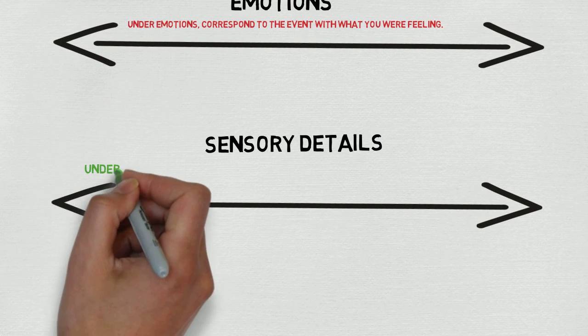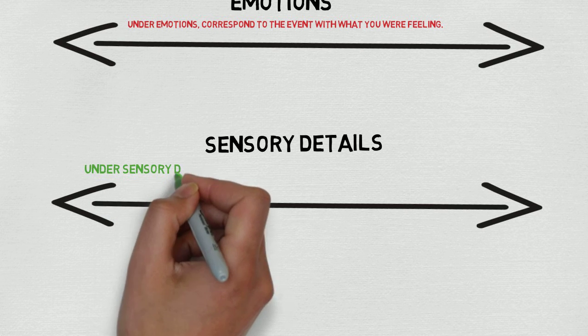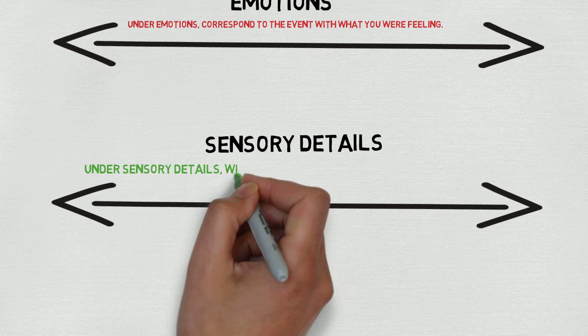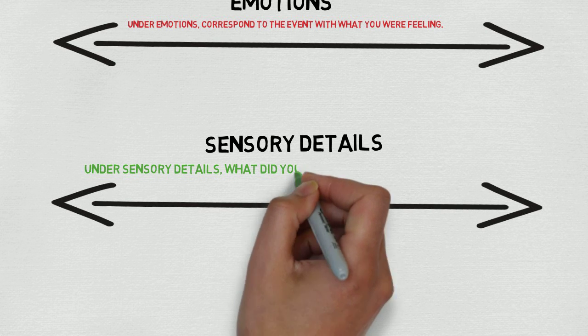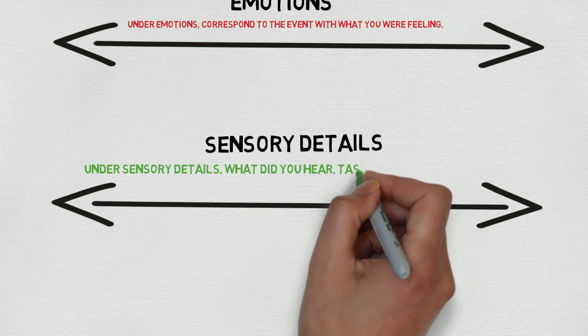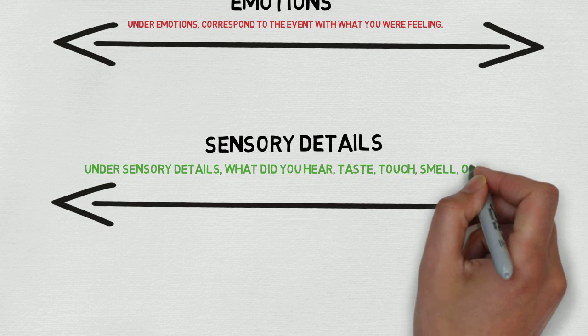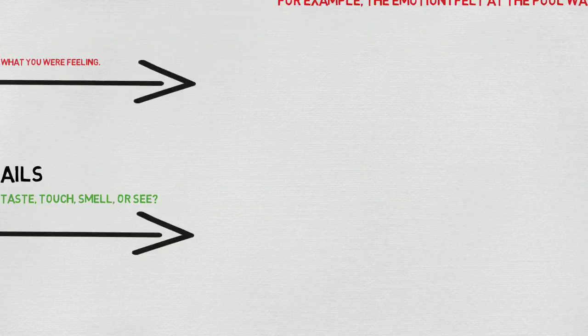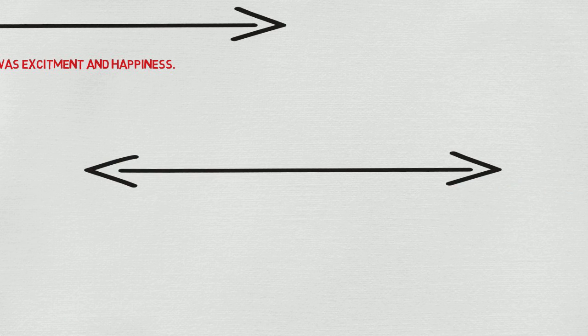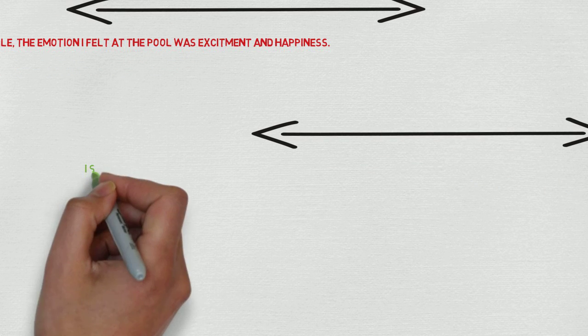So your sensory details are all those things that you hear, you might smell, taste, touch, all of your senses. What's going on? What's around you? Obviously, I would have heard kids splashing in the pool. I would have heard my dad with my little sister.